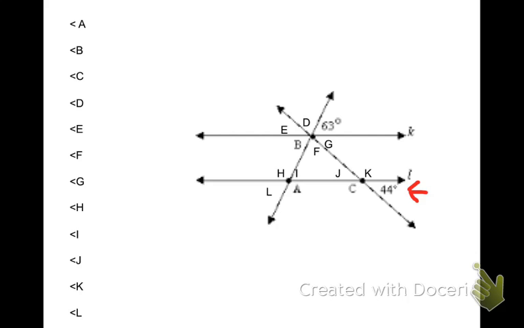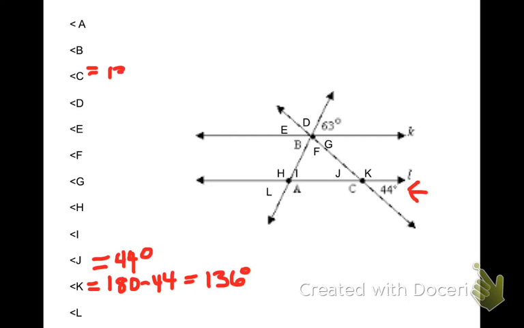So angle J will be equal to 44 because it is vertical to the 44 degree angle. Angle K is supplementary to 44. Supplementary angles add up to 180, so 44 plus K equals 180. Another way to write that is 180 minus 44. So we know that K is 136 degrees. If K is 136 degrees, then C is 136 degrees because they are vertical angles.